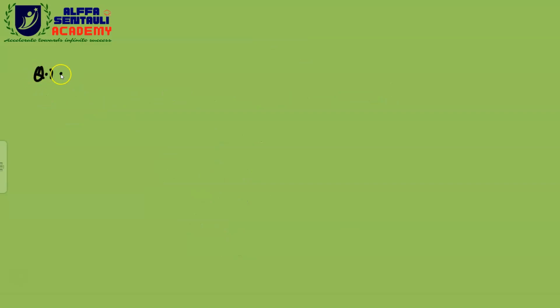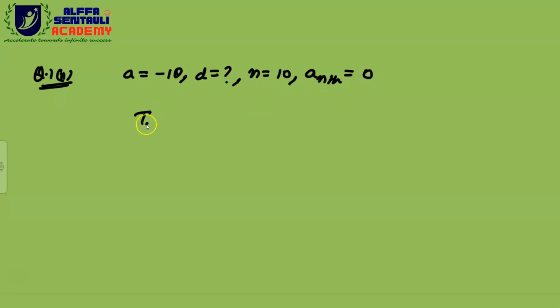Again, question number 1, second part. The concept is the same. Now the value of a is minus 18. The value of d is missing. The value of n is given, 10, and the nth term, the last term, is 0. They are asking to find d. What is the general formula, beta? T nth is a plus (n minus 1) into d. See, the 10th term is 0.